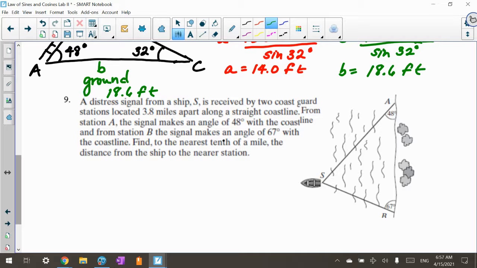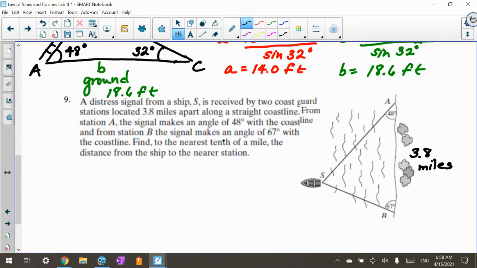So the distress signal from ship S. So ship S is here. This has a picture, so that's nice. Is received by 2 Coast Guard stations located 3.8 miles apart. So right here, they told us this was 3.8 miles from the 2 Coast Guard stations, because this is on the ground here, or the, I guess, land. From station A, the signal makes an angle of 48 degrees, so they put that in for us. How nice. And with the coastline. And from station B, the signal makes 67 degrees with the coastline. Find to the nearest tenth of a mile the distance from the ship to the near station.